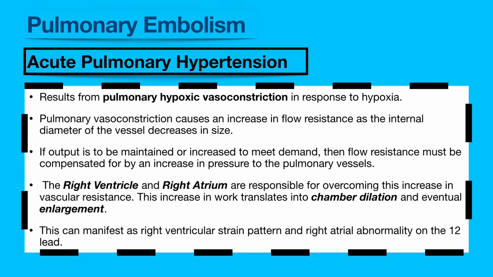Acute pulmonary hypertension results from pulmonary hypoxic vasoconstriction. This is a response to hypoxia. The pulmonary vasoconstriction causes an increase in overall resistance as the diameter of the vessel decreases in size. So if output is to be maintained, then flow resistance must be compensated for by an increase in pressure to the pulmonary vessels. The right side of the heart must accommodate this, so we end up seeing right ventricular and right atrial enlargement, which ends up turning into dilation and strain patterns.